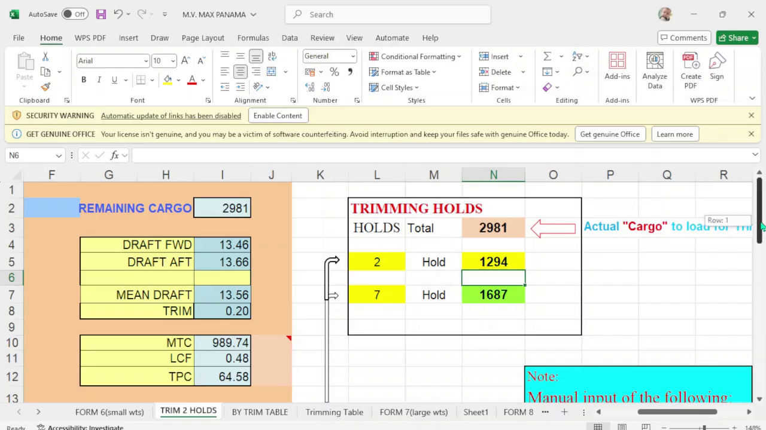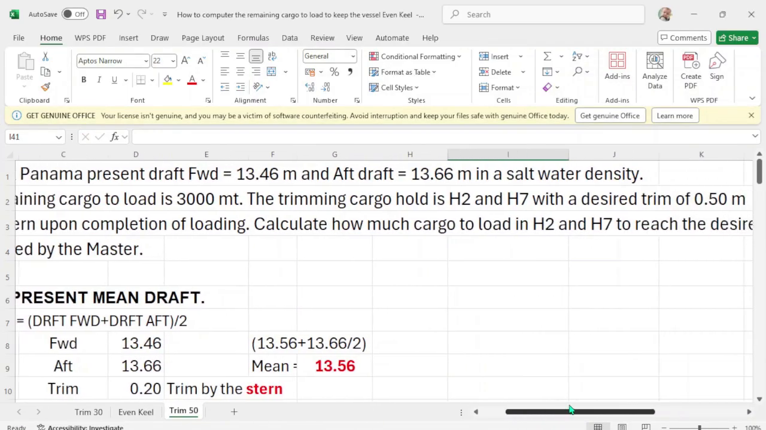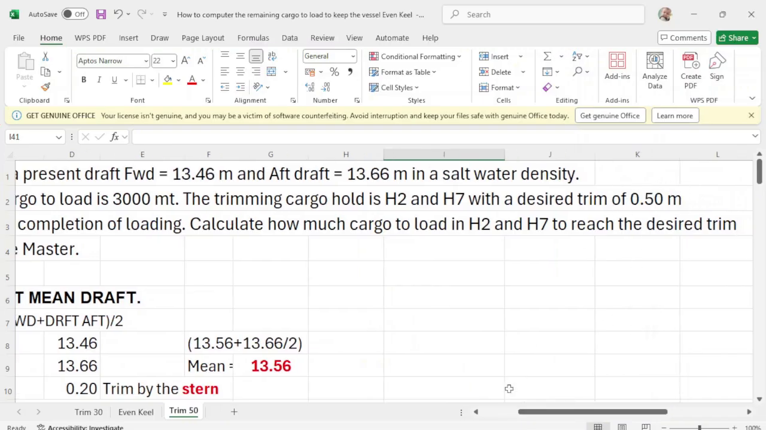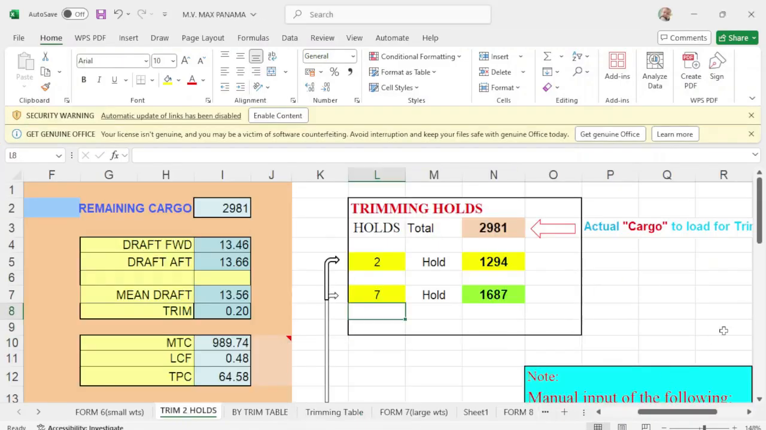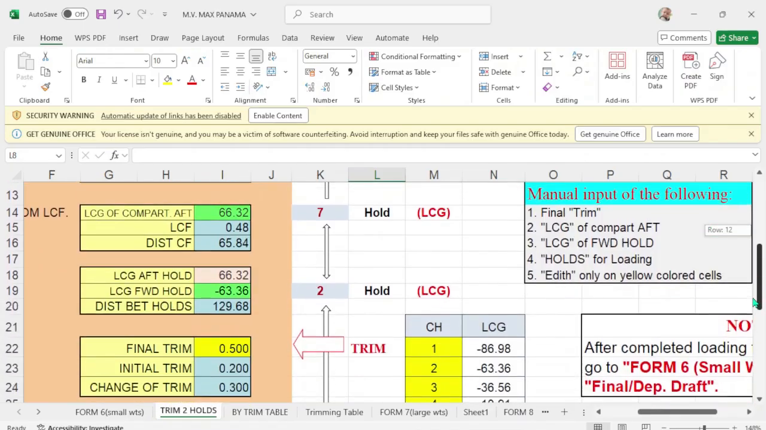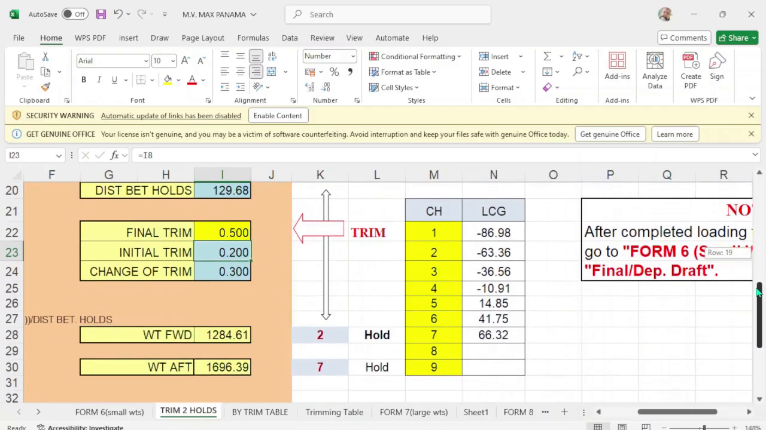Okay. Then you scroll down. Your trimming holds are 2 and 7. Say 2. Put here 7. Okay. Then according to the problem, your trim should be 50 centimeters. So we put 50 centimeters. Scroll down and put here 50 centimeters, okay? 0.50 meters. And how much would you load in hold number 1?